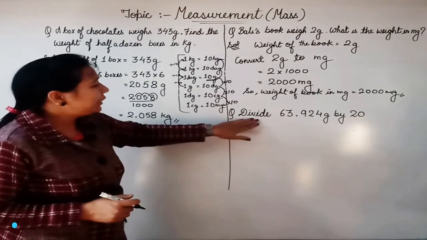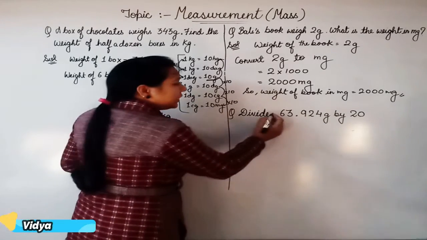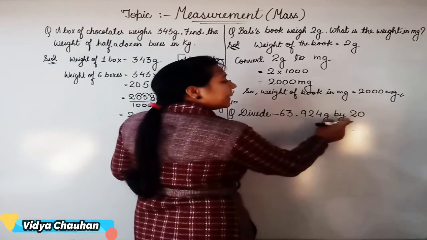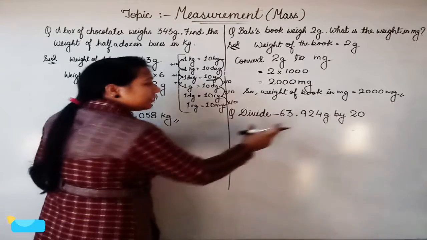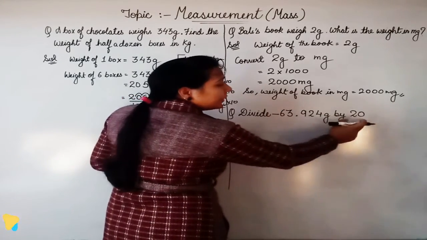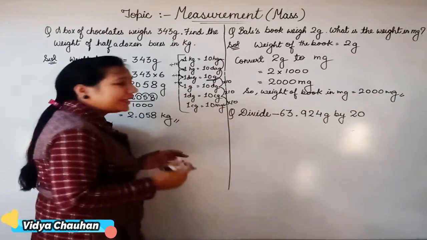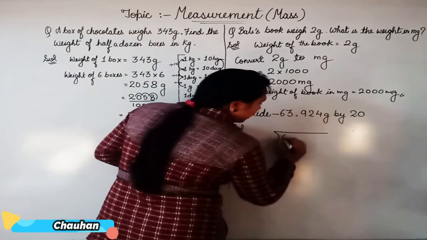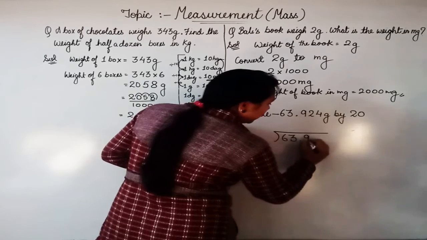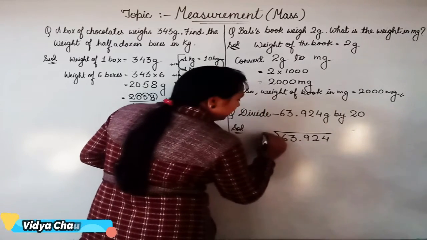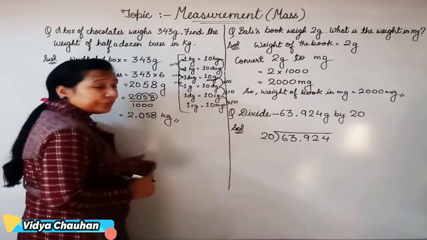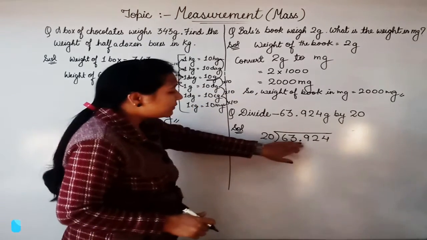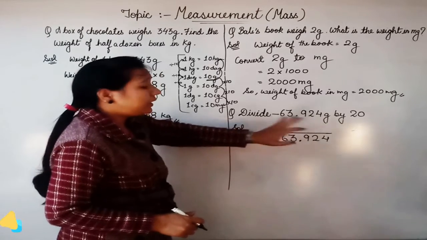Clear, students? Coming to the third question. In the third question, it is clearly given to divide 63.924 gram by 20. So we have to divide this term which is in grams with the numerical value which is 20. So here you don't have to do anything, you just have to perform the division. So 63.924 and we will be dividing it by 20. Since there is a decimal here, we have to take care of this decimal. Whenever this decimal will come down, we have to shift it in the quotient.